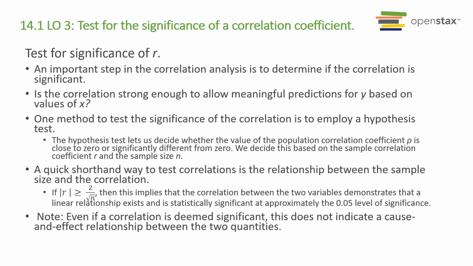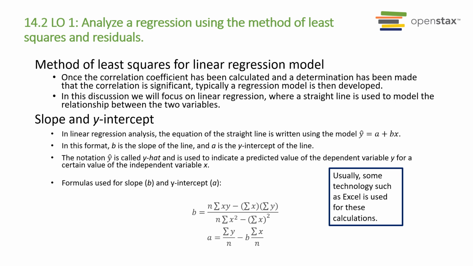If the test concludes that the correlation coefficient is significantly different from 0, the correlation coefficient is said to be significant. A quick shorthand way to test correlations is the relationship between the sample size and the correlation. If the absolute value of R is greater than or equal to 2 divided by the square root of n, n being the sample size, then this implies that the correlation between the two variables demonstrates that a linear relationship exists and is statistically significant at the 5% level of significance. Or we're 95% confident there is a relationship.